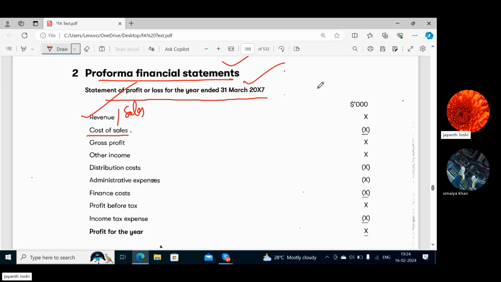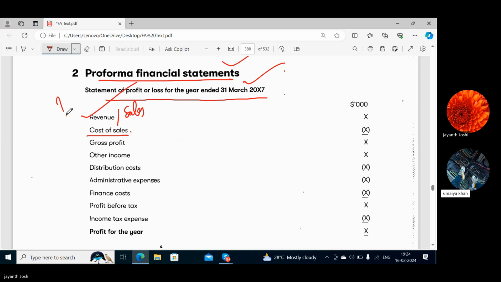I have already explained cost of sales in our introductory session. Umayya, tell me yes or no. Do you remember we have discussed cost of sales in our previous introductory classes? What is the formula for cost of sales?